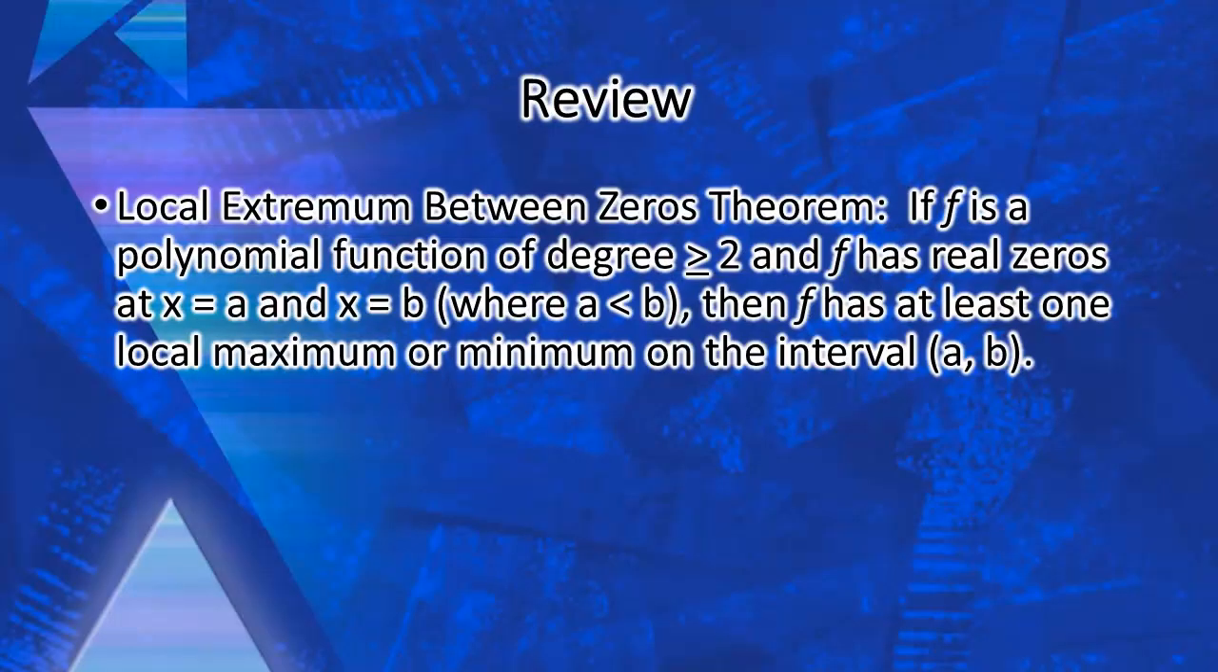So let's begin with a little bit of review of what we covered in the last lesson. The local extremum between zeros theorem states that if I have a polynomial with a degree greater than or equal to 2, and multiple zeros occur, there has to be at least one local maximum or local minimum between those zeros.